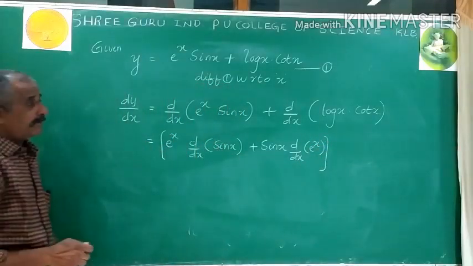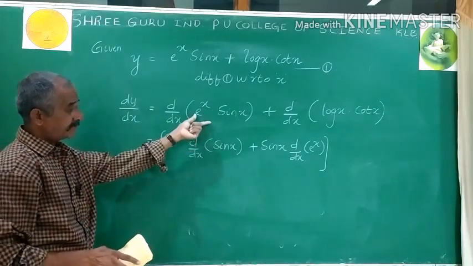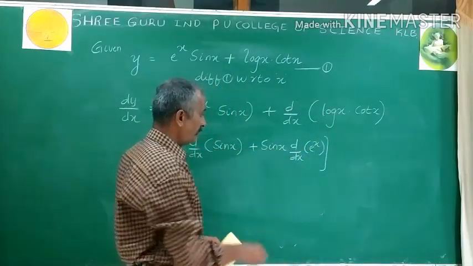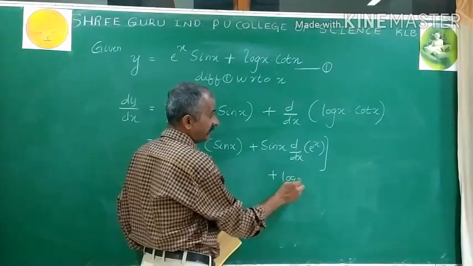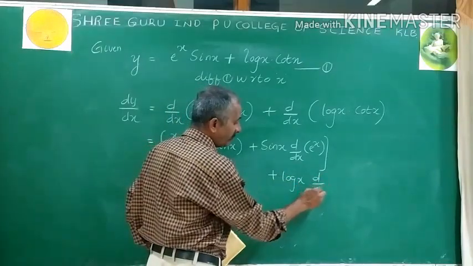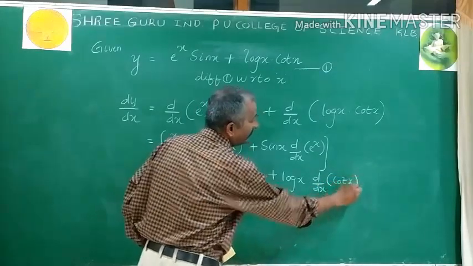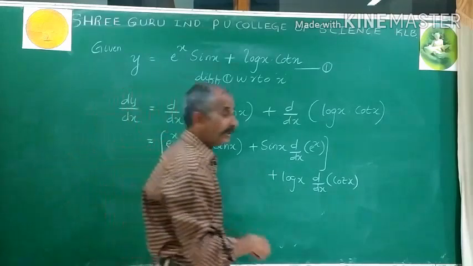What is applied here? The product rule for this first term. Similarly, the same product rule for the second term: plus first function log x into derivative of cot x, plus second function cot x into derivative of log x.